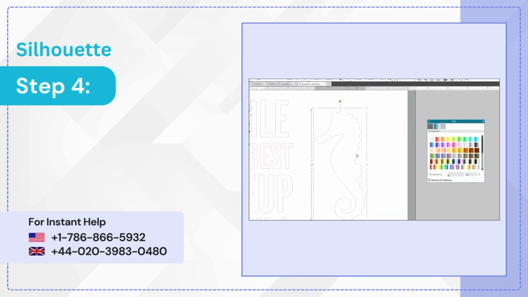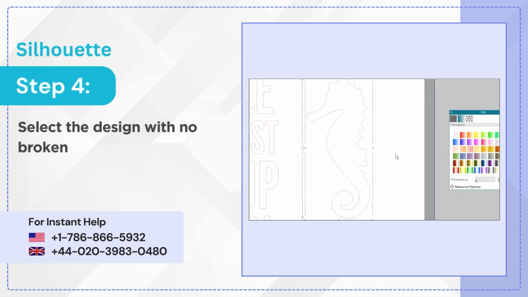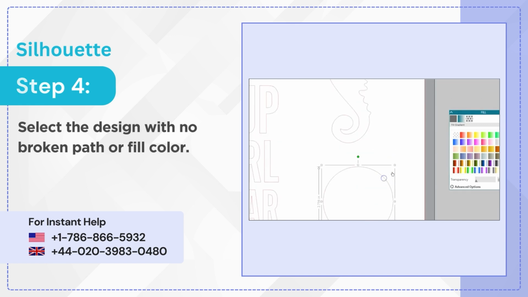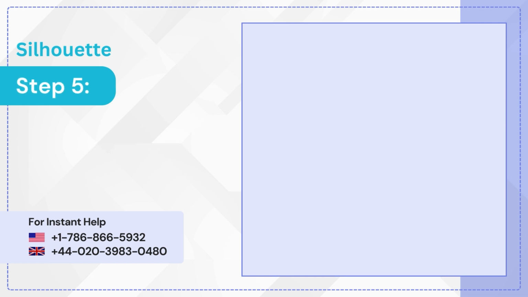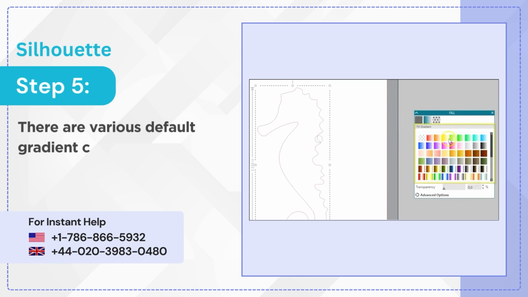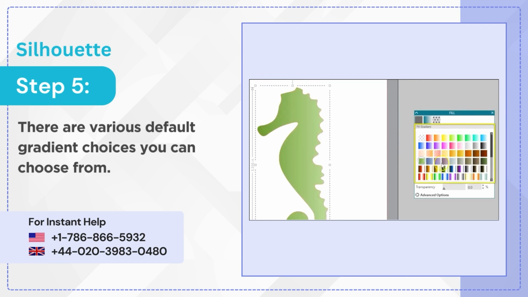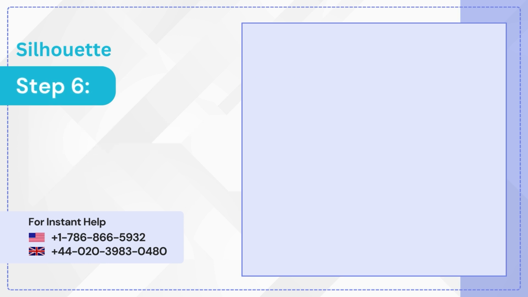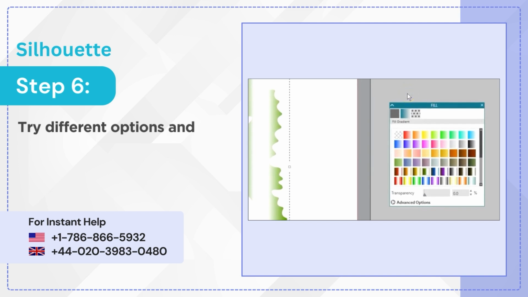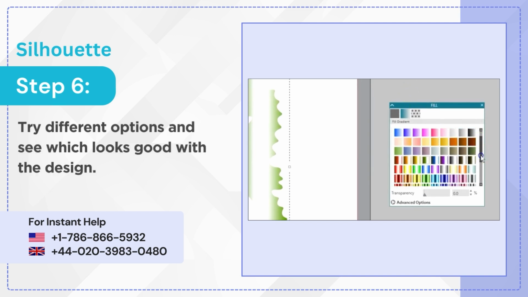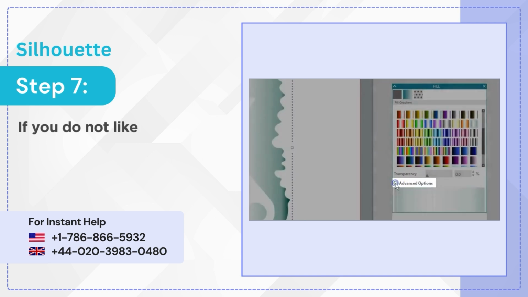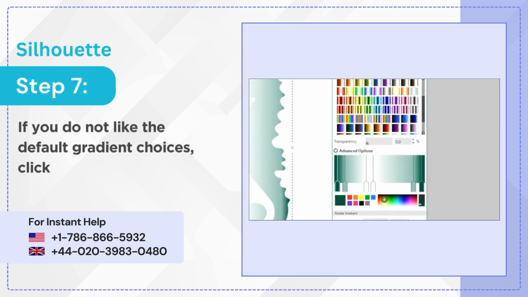Step 4. Select the design with no broken path or fill color. Step 5. There are various default gradient choices you can choose from. Step 6. Try different options and see which looks good with the design. Step 7. If you do not like the default gradient choices, click Advanced Options.